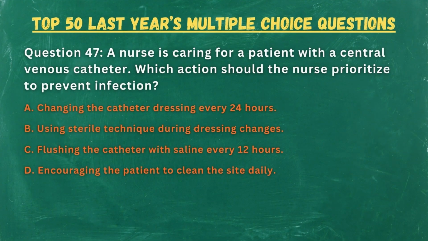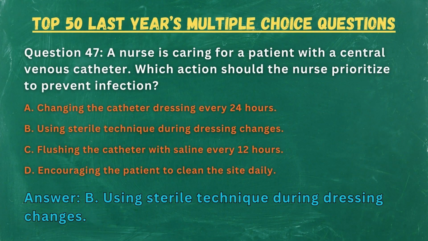Question 47. A nurse is caring for a patient with a central venous catheter. Which action should the nurse prioritize to prevent infection? A. Changing the catheter dressing every 24 hours. B. Using sterile technique during dressing changes. C. Flushing the catheter with saline every 12 hours. D. Encouraging the patient to clean the site daily. Answer: B. Using sterile technique during dressing changes.